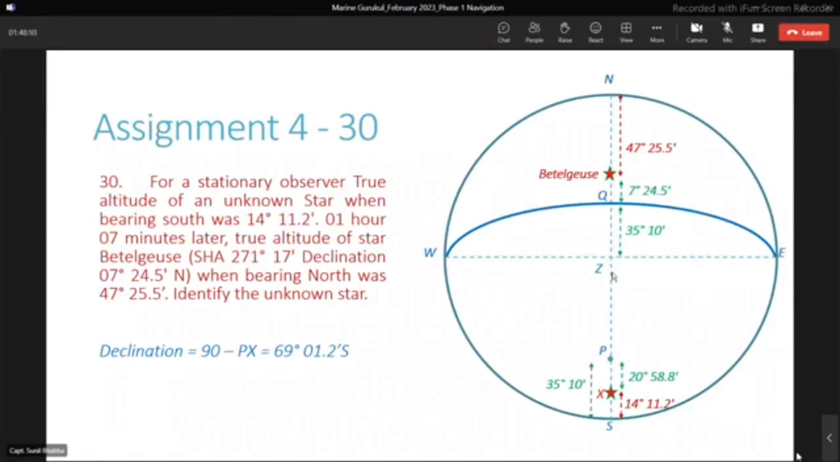Right. So wherever the pole is, if it is south of the zenith, it has to be the south pole. If it is north of the zenith, it has to be the north pole. So basis that, whichever pole you identify, the declination will be having that name only. Okay sir. Yes, sir. Okay.